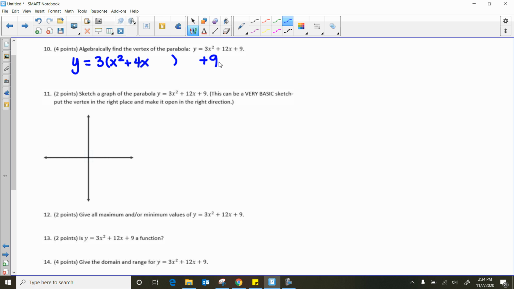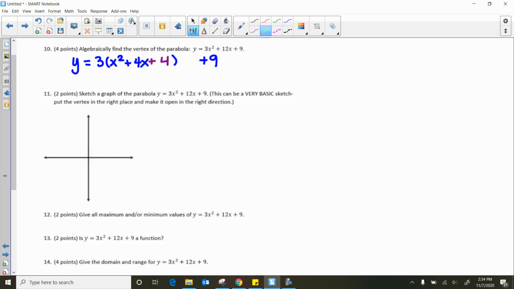Some of you went ahead and pulled it out of the 9 as well, and that's not necessary, because when I'm completing the square, I'm only worried about the x's and the x squareds. Half of 4 is 2, 2 squared is 4, and so 4 is what I'm going to add in the parentheses there to complete the square.